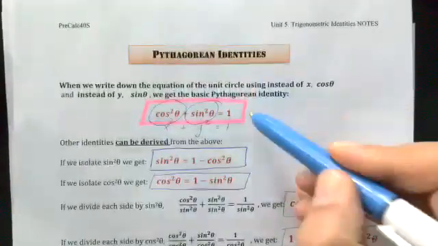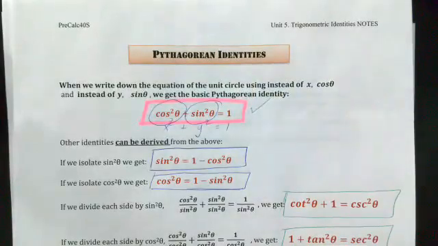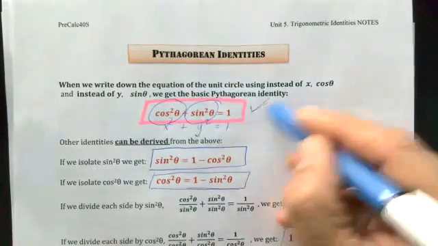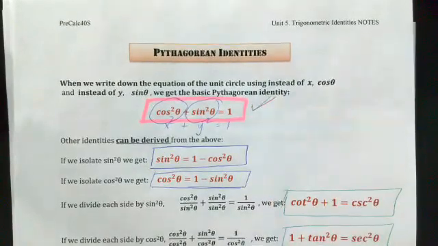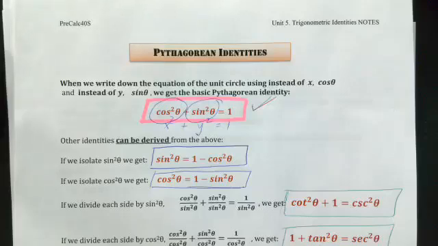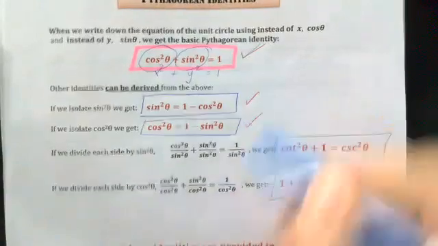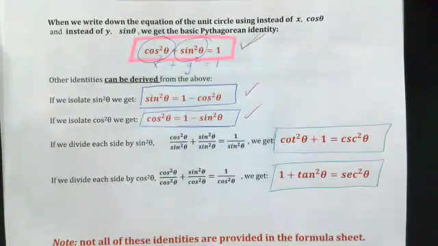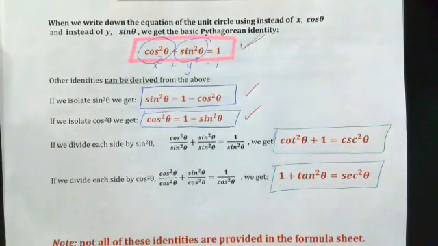Now, this is in the formula sheet. Find your formula sheet. I want you to find that first Pythagorean identity. Found it? Okay. How about these two, the next two? 1 minus cos squared theta, 1 minus sine squared theta.